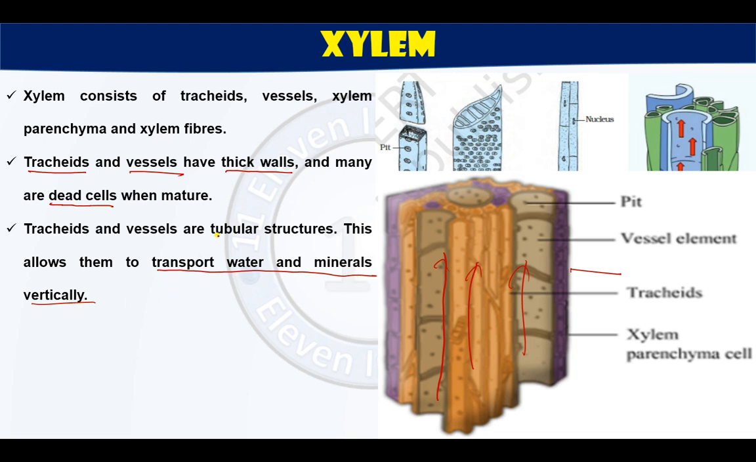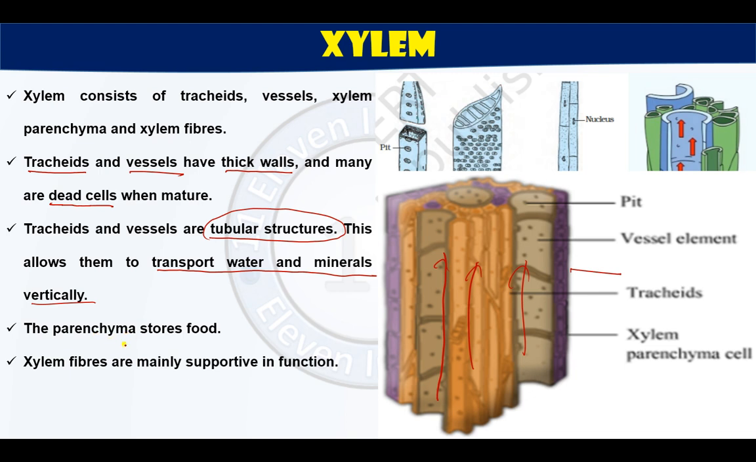Why can they be transported? Because of this tubular structure. The parenchyma stores food and xylem fibers are mainly supportive in function. They just provide the support. So we have four components. Out of these four components, which are responsible for transport of water actually? Tracheids and vessels. They actually perform the transport of water and minerals.